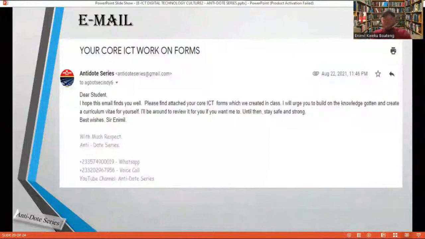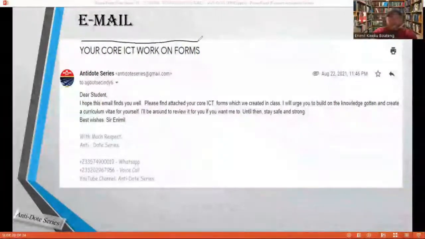So yes, an example. I sent an email to my students on an assignment that they did for me called ICT work on form. When they came home, I had to send their work to them. So this section is a subject.